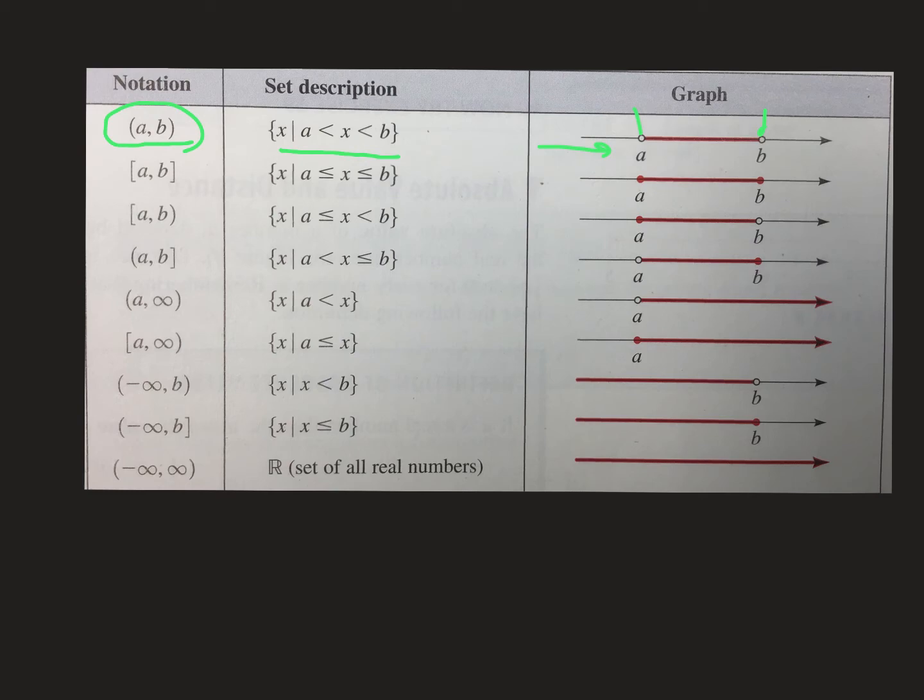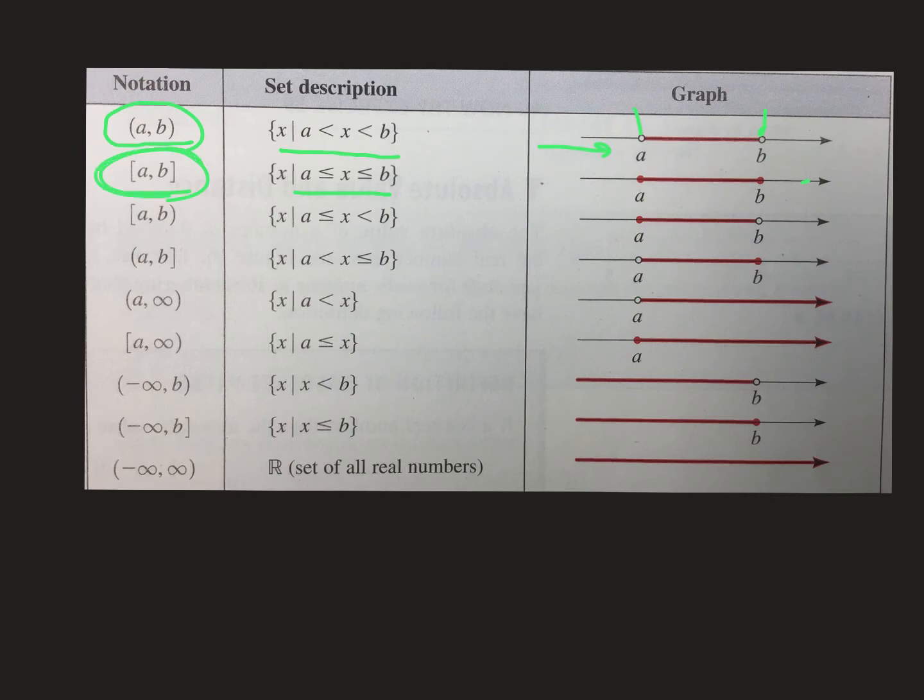Now, the other side of that is, what if there's an equal to there? What if it's X is greater than or equal to A and less than or equal to B? You now have filled in circles. If you have filled in circles or shaded in circles on your graph, we're going to use brackets. So everything between A and B, including A and B, that's how we would read that.